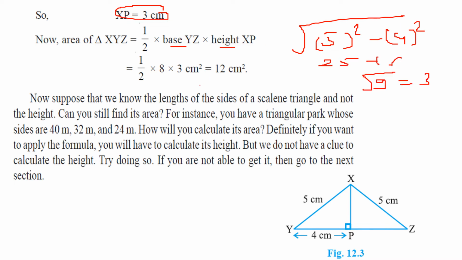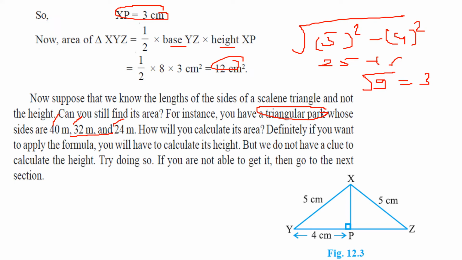So half into base into altitude is okay. This is 12 centimeters square. So for a right angle triangle, for an equilateral triangle and an isosceles triangle, the area is quite easy to find out. But if you have a triangular park, and that triangular park is having sides 40, 32 and 24, this is not an isosceles, not an equilateral, neither is this a right angle triangle.